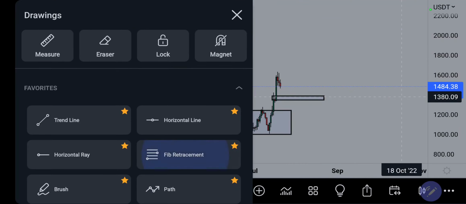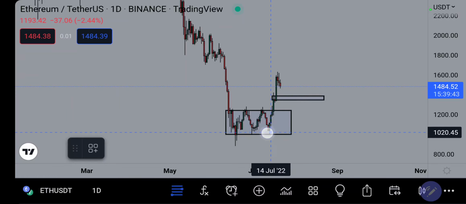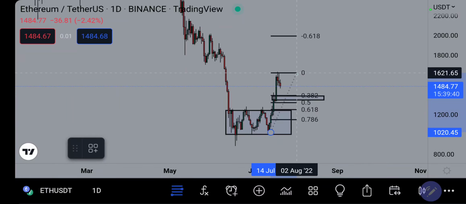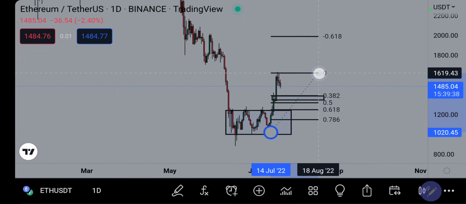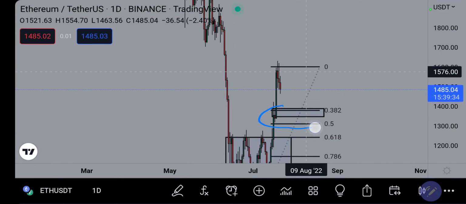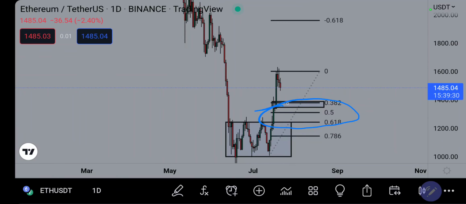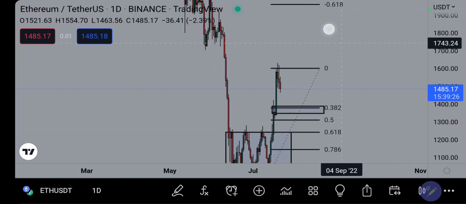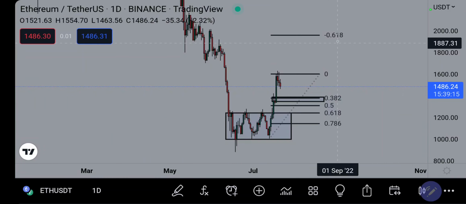Also, if we take out our Fibonacci tool from the lowest point of this impulse to the highest point here, you can see that this level here corresponds with our 0.382 and our 0.5, right? This active demand corresponds with these two levels that we have here. So this simply means that this level is a very important level for us on ETH. So I'm going to be looking forward to see how price reacts around this level generally.